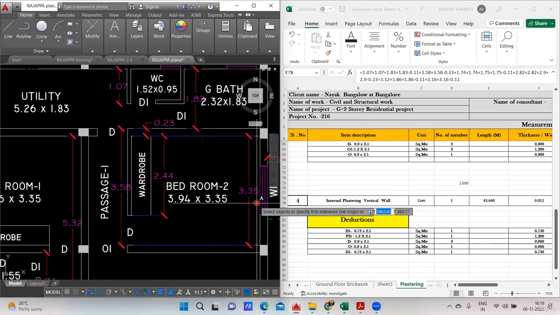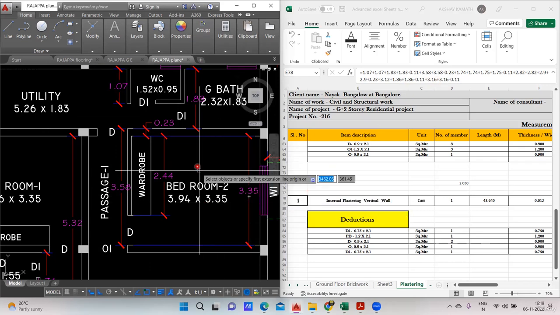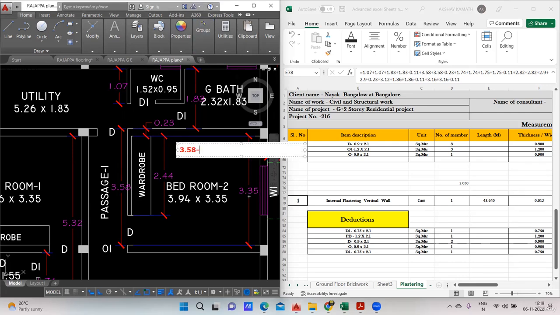You do it manually, then also you'll get same answer. That is 3.58 minus 0.23 you do. Okay. Then also you'll get how much? So this is 3.58. 3.58 minus 0.23 you do. You should get 3.35. Very simple. 8 minus 3 will be 5 and it will be 3.35. And what you got, inner to inner dimension, it is also 3.35.